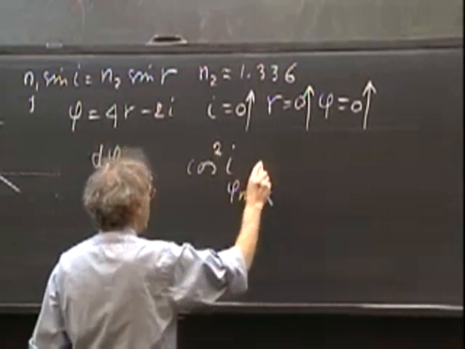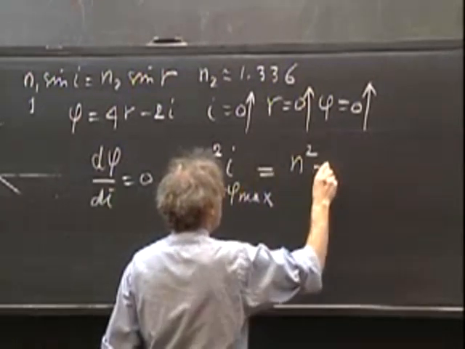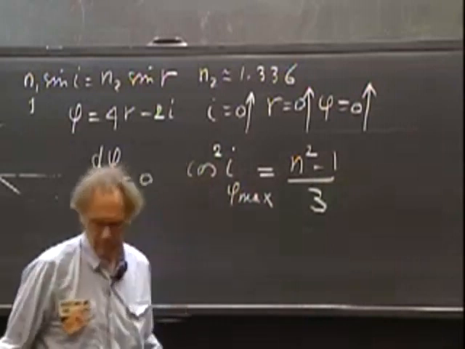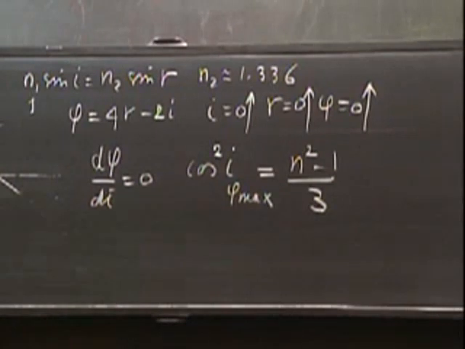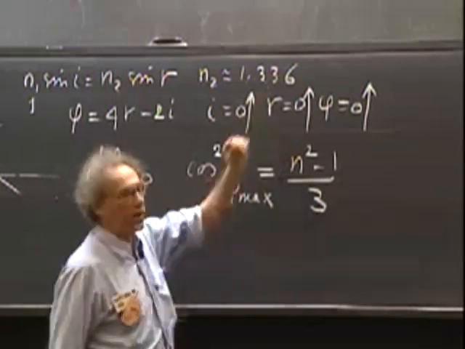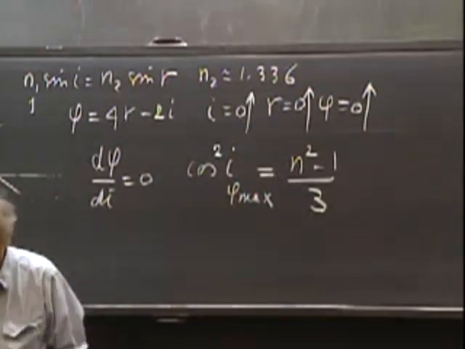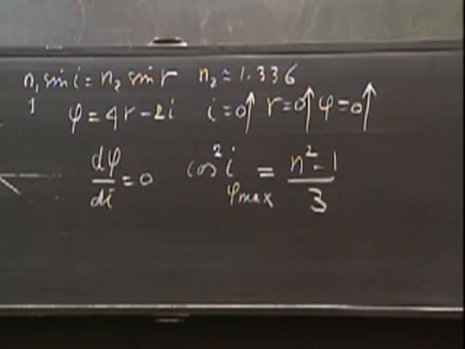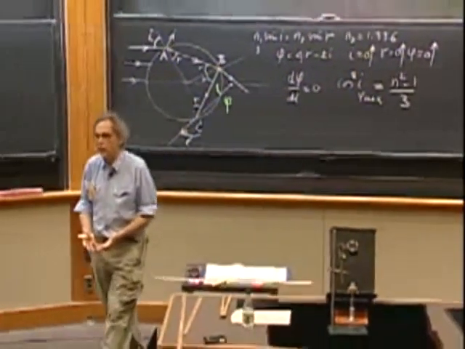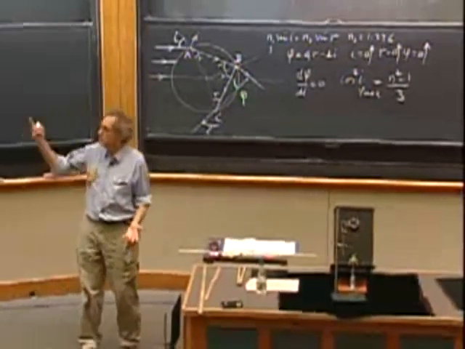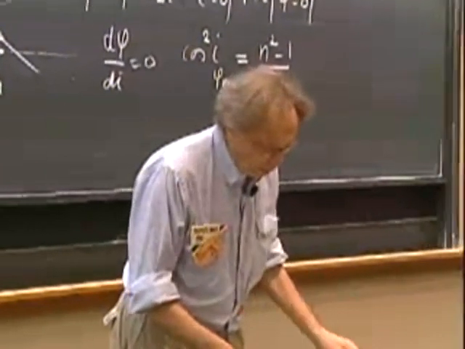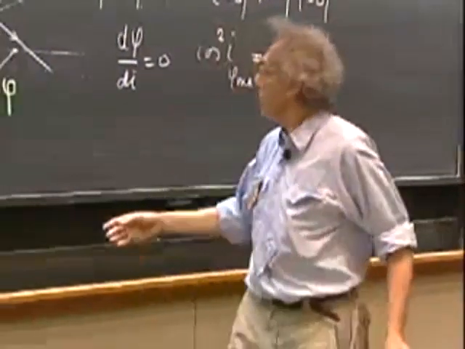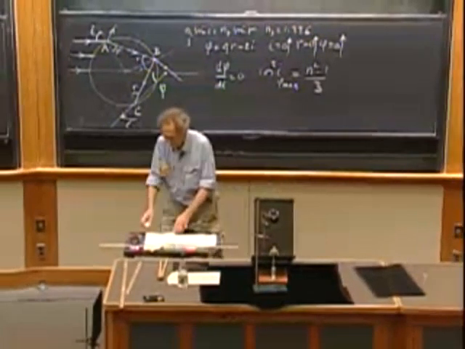The cosine square of that angle is n squared minus 1 divided by 3. In other words, this only gives you the angle of I for which phi is a maximum. And so you substitute in here the value for n. In this case, you take 1.336, and then you know what I is. Well, once you know what I is, you can calculate what R is with Snell's law, and then you know what phi maximum is, because you know that phi is, I wrote it on the blackboard here, 4R minus 2I.